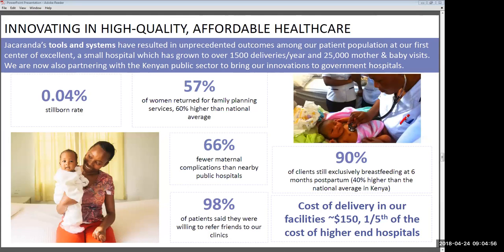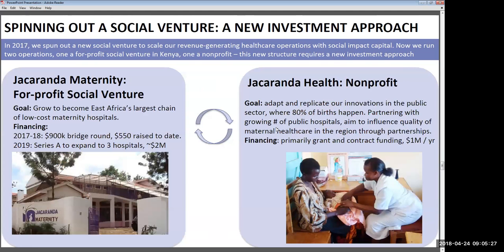So that's an exciting work stream, but as you can imagine, it's very different than scaling a for-profit chain of hospitals. And so about a year ago, as the first hospital was getting closer to breaking even, and we saw light at the end of the tunnel in terms of profitability, which was the big barrier to bringing on investment capital, and also the fact that this public partnerships, nonprofit side of our operation was really taking off, we realized that it would be smart to separate those two work streams out into different organizations.